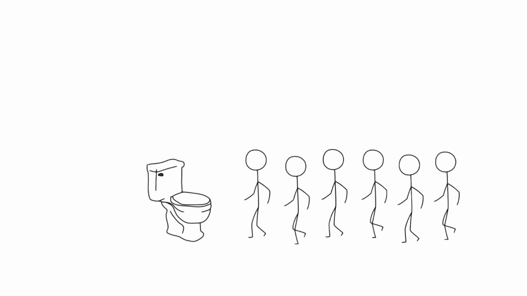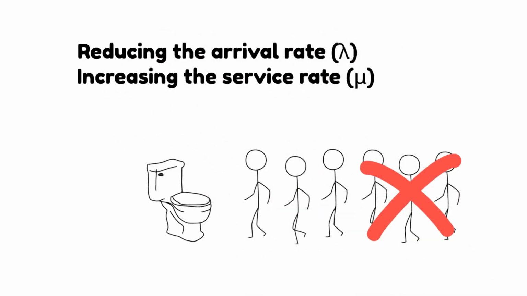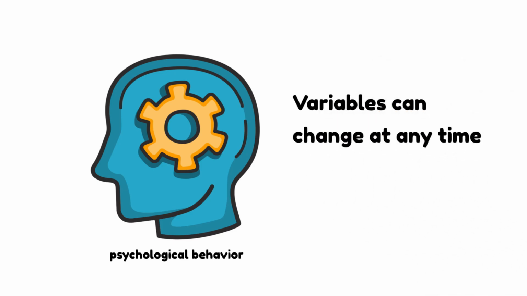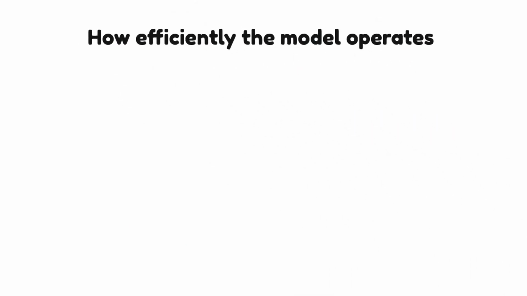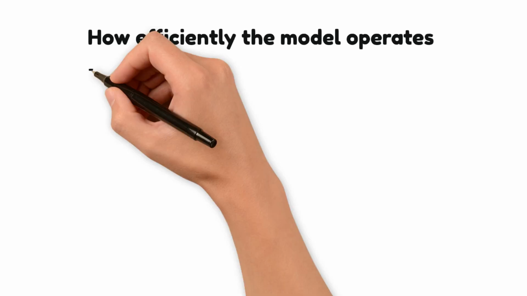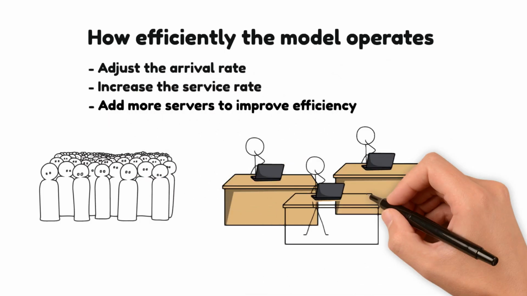This system issue can be resolved by either reducing the arrival rate, lambda, or increasing the service rate, mu, by adding more restrooms or optimizing usage time. However, since the M/M/1 model is the simplest queuing model, it does not account for human factors such as psychological behavior, meaning variables can change anytime. These performance metrics give us insights into how efficiently the model operates. The data helps company managers decide whether they need to adjust the arrival rate, increase the service rate, or add more servers to improve efficiency.